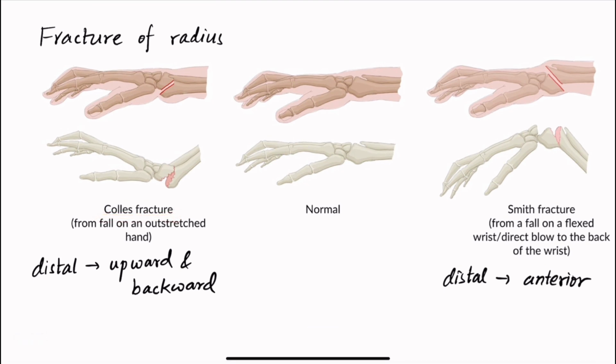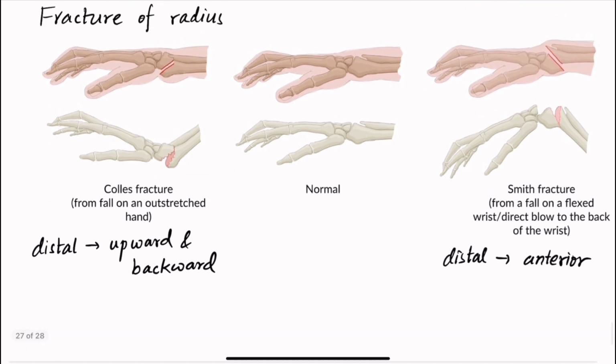During Colles fracture, the distal part of the fracture displaces upward and backward, as you can see in the diagram. Upward and backward. Next is Smith fracture. Smith fracture takes place from a fall on a flexed wrist. That is when the wrist is flexed like this and the tension is applied somewhere here. The distal part of the fracture moves anteriorly, as you can see in the diagram.